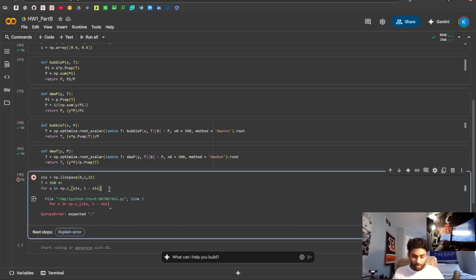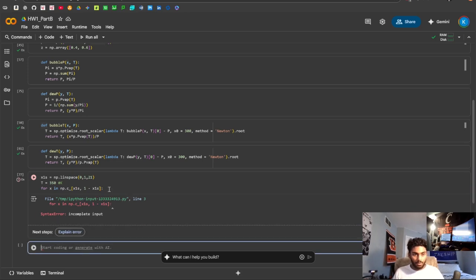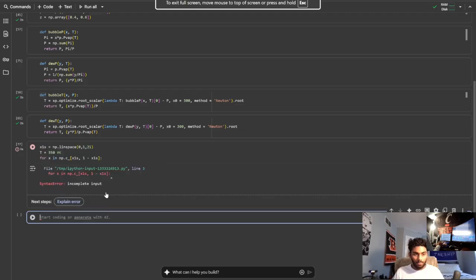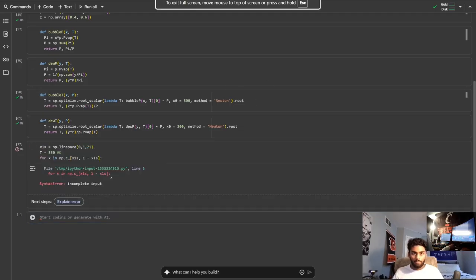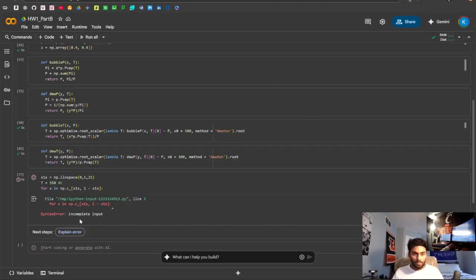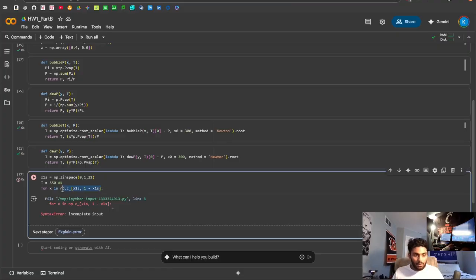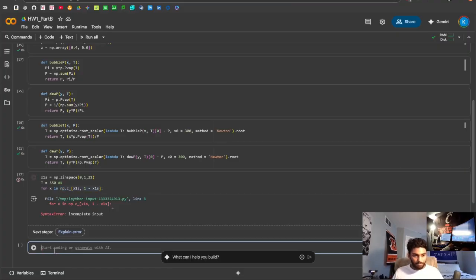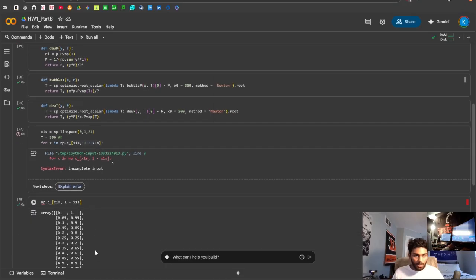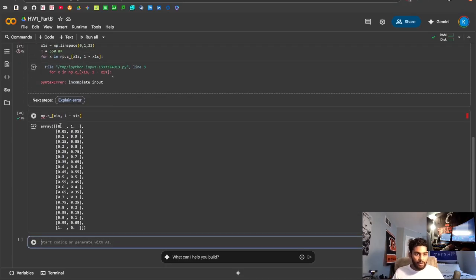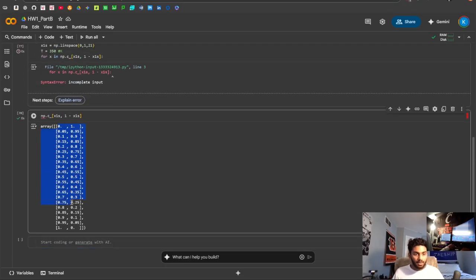Oh, I should probably include input, but I just want to show you what that does. So I'll show you what this does. So now we just have basically a set of liquid phase mole fractions that we can use to plot out our data. That's essentially all that's really doing.